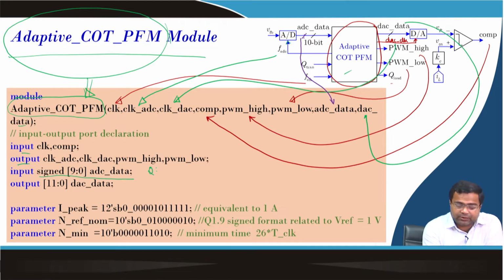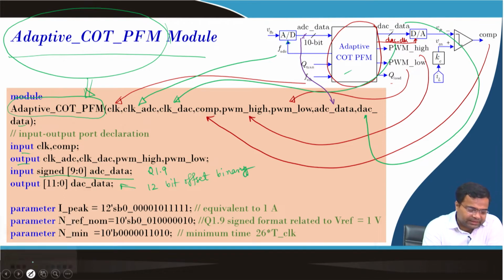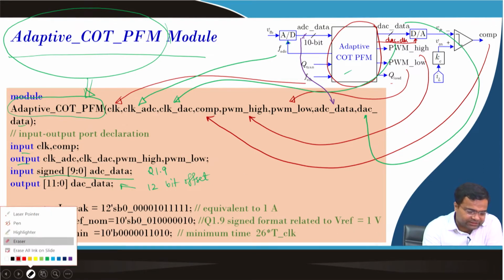though this is in Q1.9 format, and this is the 12-bit offset binary. We have discussed already, our ADC is offset, our DAC accepts offset binary data. This is offset binary.